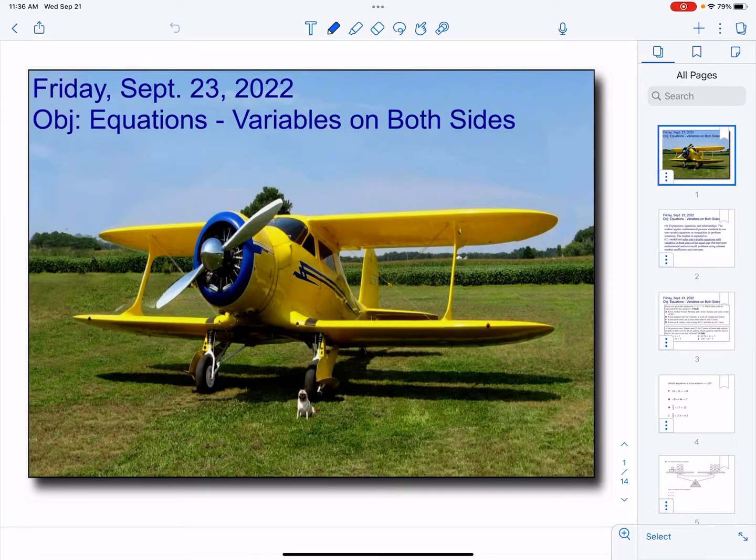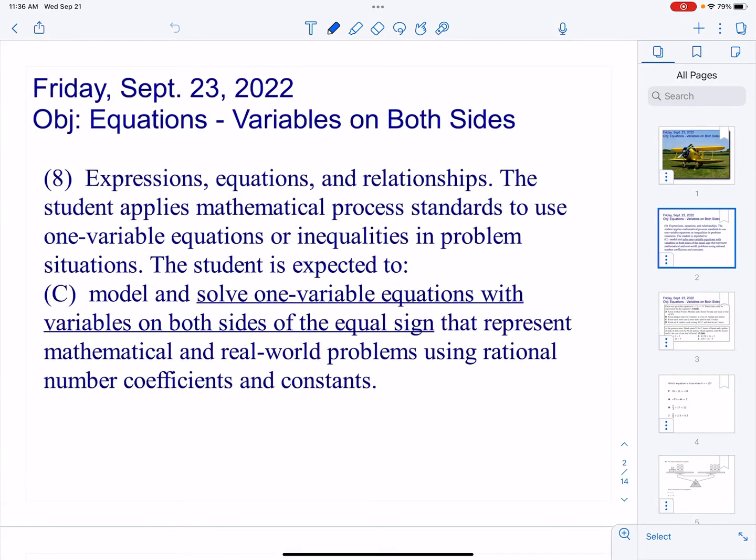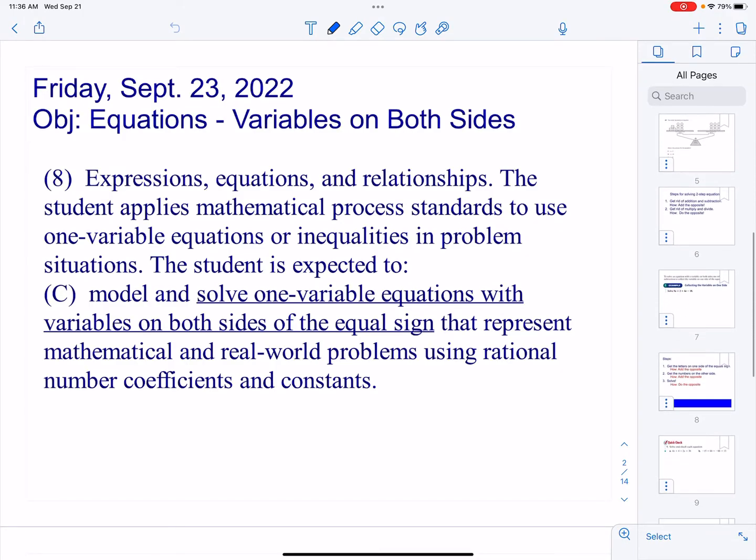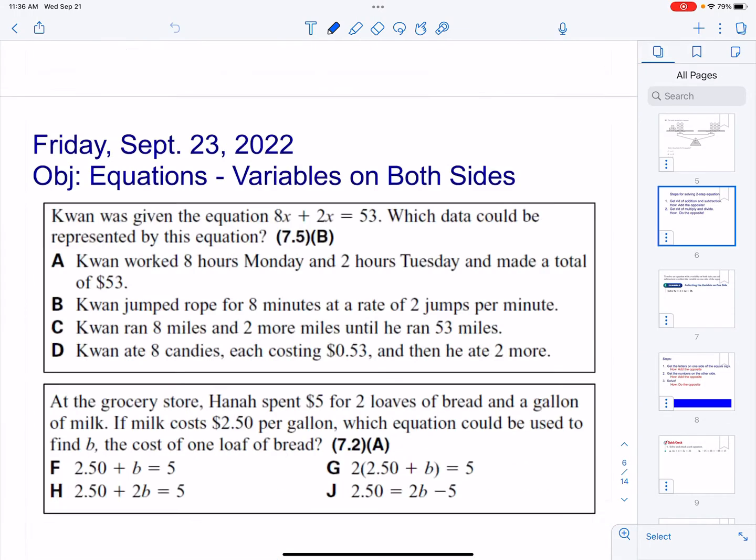Hello class. Today we begin the 8th grade standard, which is solving equations with variables on both sides. So this is the actual standard that it says. It says we are to model and solve one variable equations with variables on both sides of the equal sign. And that's what we're going to focus on in this particular lesson. So let's dive right off into it.